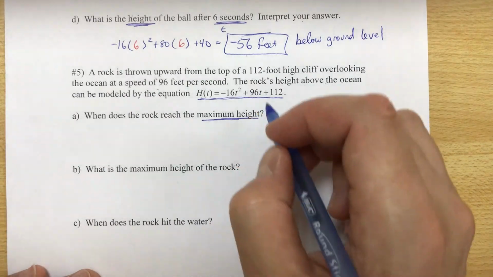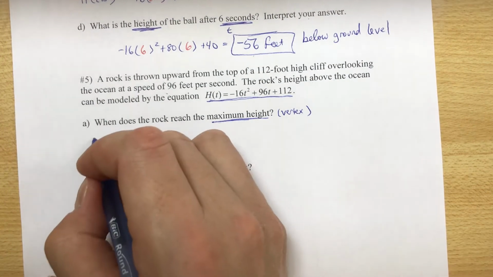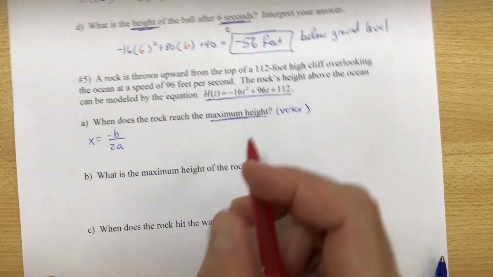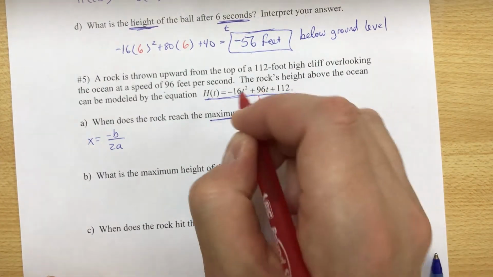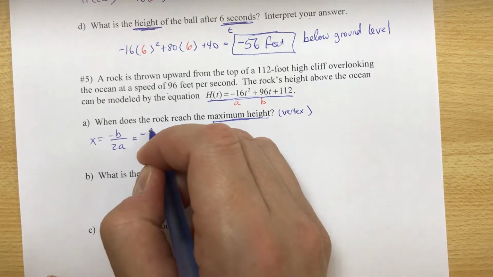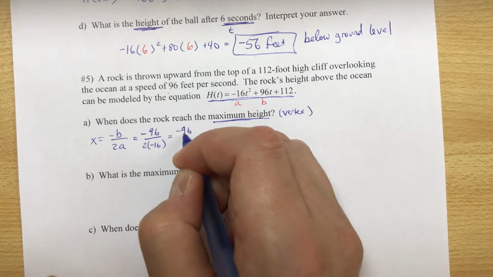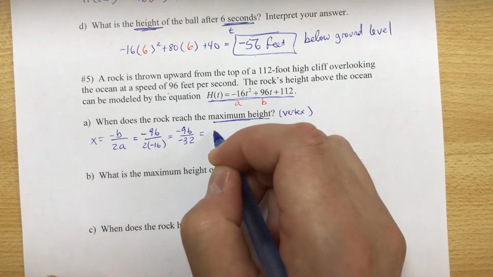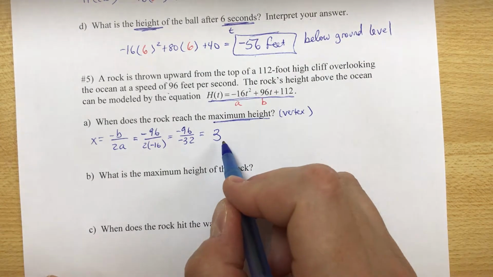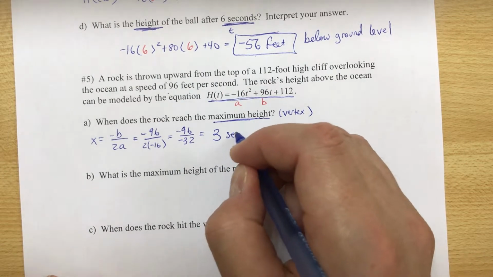So if we want maximum height, what they're really talking about is the vertex. So let's use our vertex formula. X equals the opposite of B over 2A. The B value is 96. The A value is negative 16. So it's the opposite of B divided by 2 times A. And negative 96 divided by negative 32 actually works out to 3. That's kind of cool. Now 3, this is the time. This is 3 seconds.